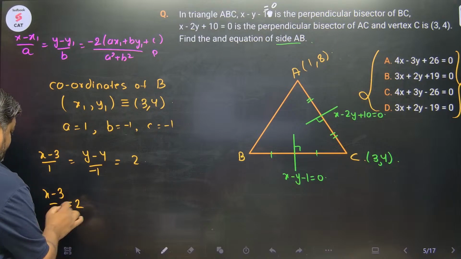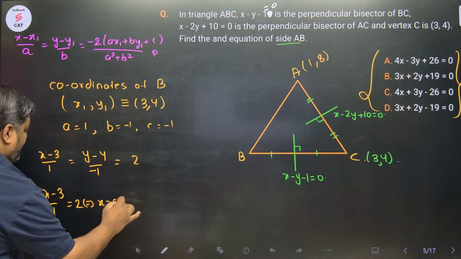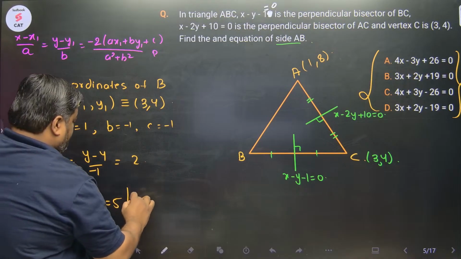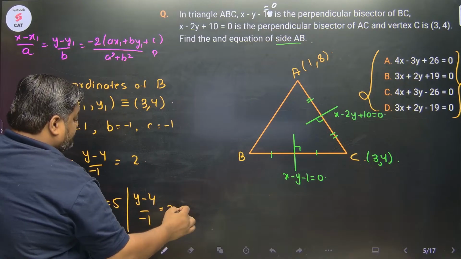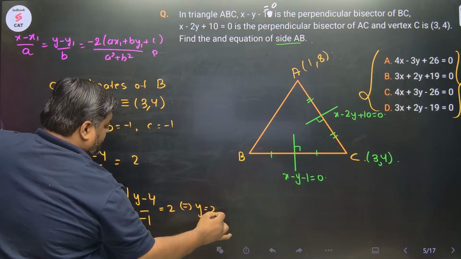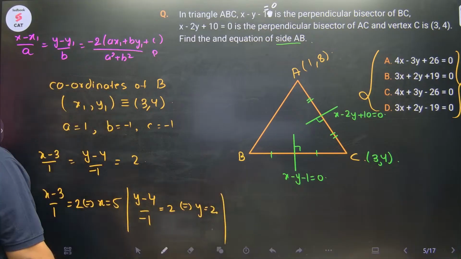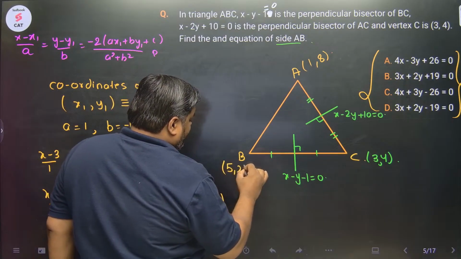So x minus 3 upon 1 equals to, what is this? X is 5. 2 plus 3, 5. So x is 5. Okay. Y minus 4 upon minus 1 equals to, this gives me y as 2. So अब आपको मिल गया है coordinate of x and y for B as well, which is 5 and 2.